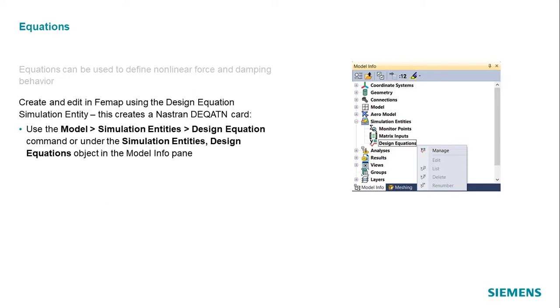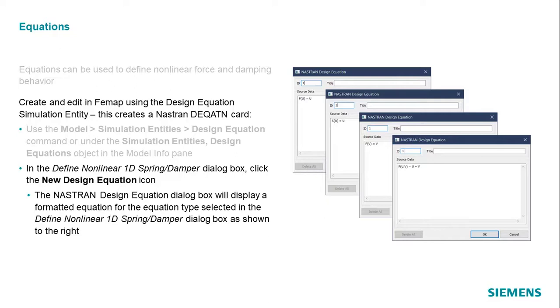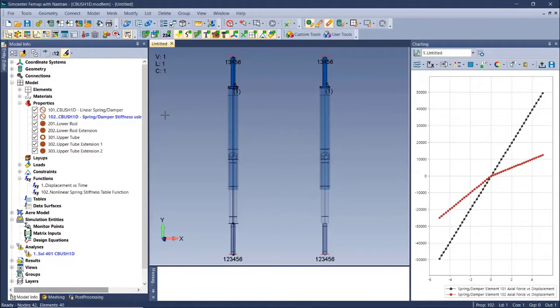To create design equations, use the Model Simulation Entities Design Equation command, or in the Model Info pane, right-click the Simulation Entities Design Equation object. Clicking the new Design Equation icon displays a formatted equation for the equation type selected in the Define Nonlinear 1D Spring Damper dialog box. In this example, we have two one-dimensional spring damper elements that are loaded in compression and tension using a SimCenter Nastran multi-step nonlinear solution 401 transient analysis.